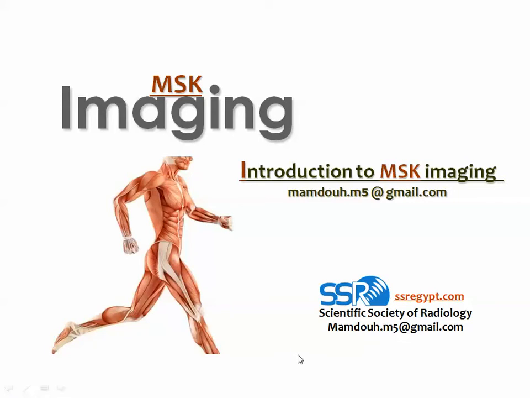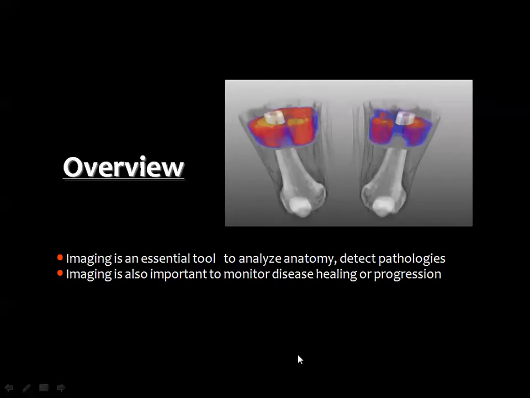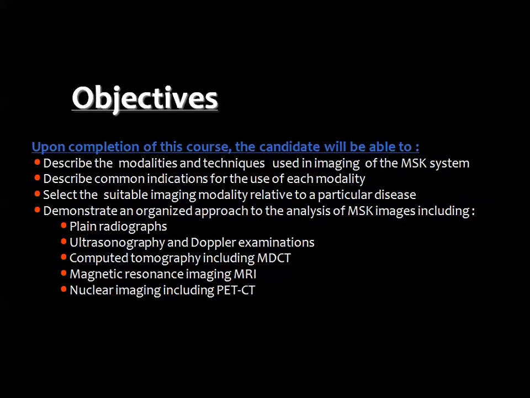This will be a quick review, and you will know that imaging is a very essential tool for evaluation of the anatomy and pathology of the musculoskeletal system and other systems in the human body. And also it is very important in the follow-up of the disease after therapy and the evaluation of the prognosis of each disease. Then the objectives of this course will include the following items.